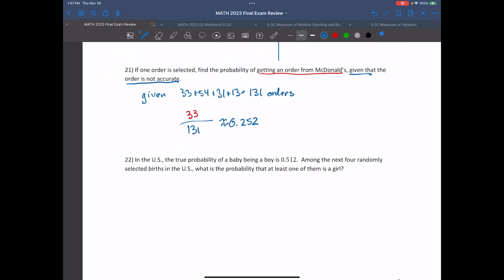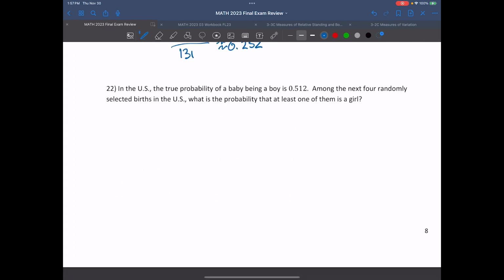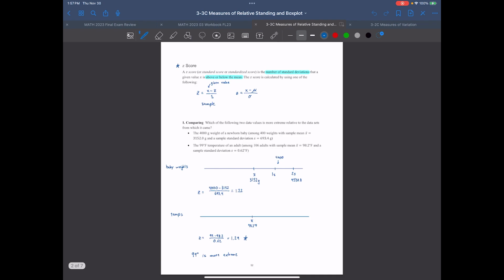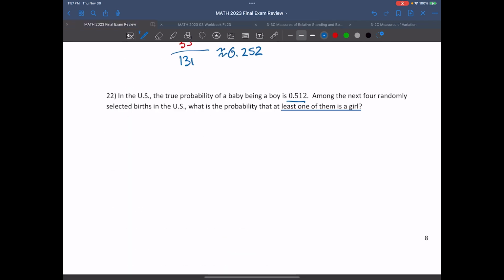22. This one is not using the table, so this problem is independent of the ones above. In the US, the true probability of a baby being a boy is a little bit higher than half, so 0.512. Among the next 4 randomly selected births, what's the probability of at least one of them being a girl? Don't think we have the probability of at least one here. No. So it's one of those you really have to reason through.